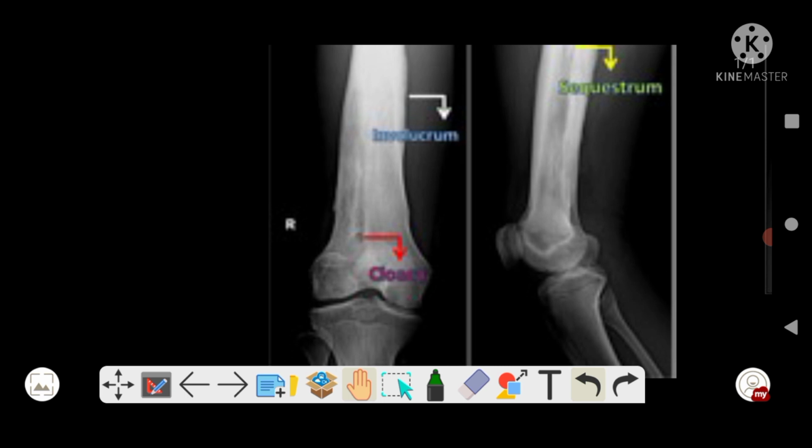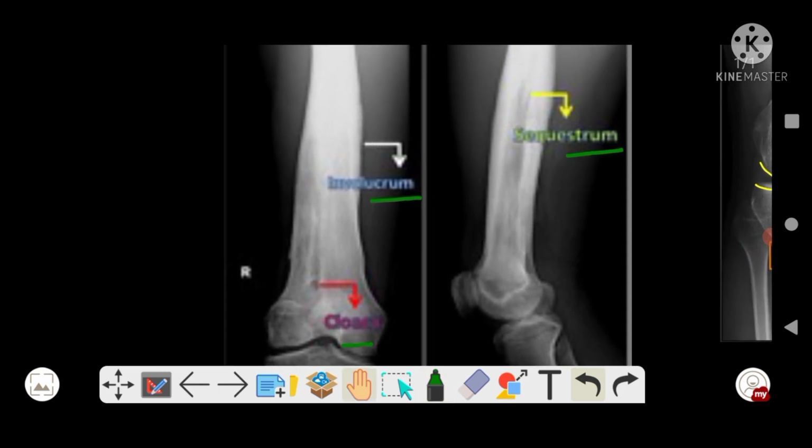See this one. So here you are seeing three terms. One is your sequestrum, one is involucrum, one is cloaca. So actually in the chronic stage, what happens? The inside part of the bone becomes dead, right? And the dead bone is now surrounded by granulation tissue. This is all about your sequestrum.